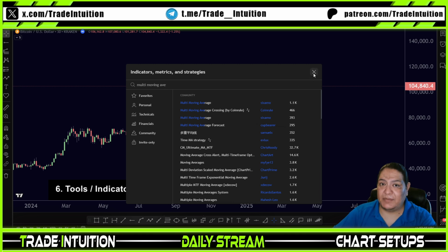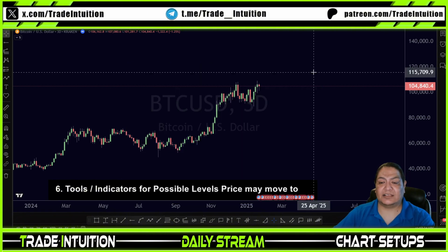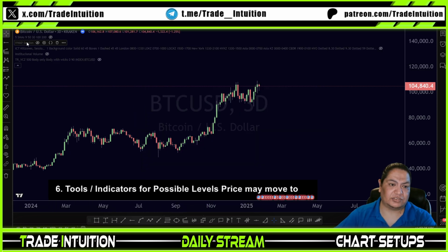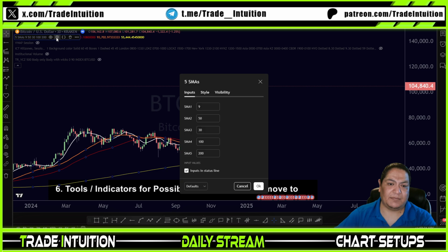Some have EMAs, exponential moving average, which moves faster. I don't like that because it moves too fast. In my opinion, it's like having a lower time frame. The faster it moves, the more fake outs it might provide, higher chance that it will provide it. And I like the simple moving average. And for me personally, I use the 5 SMA.